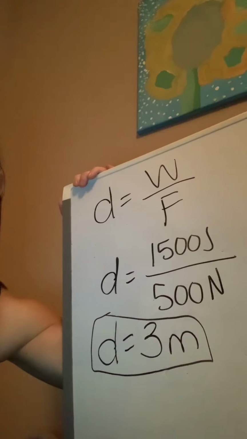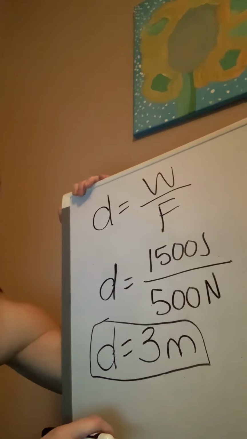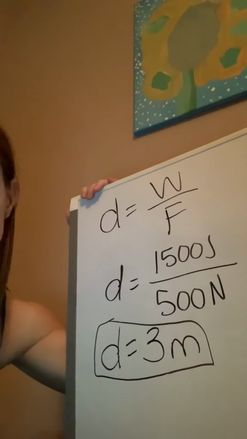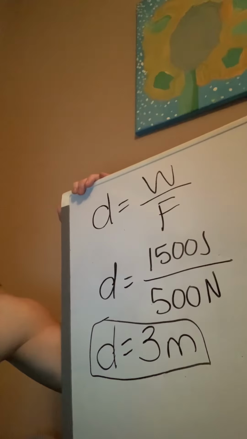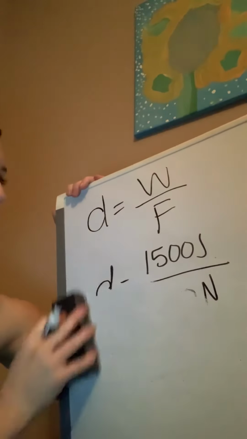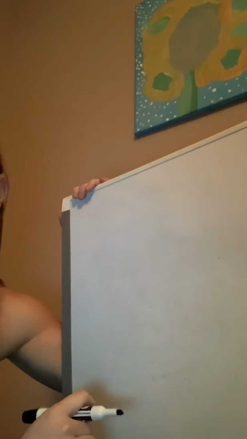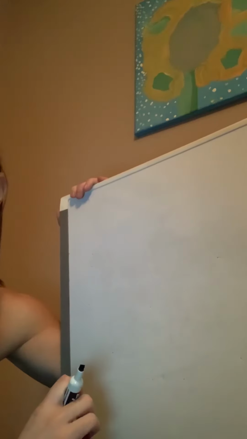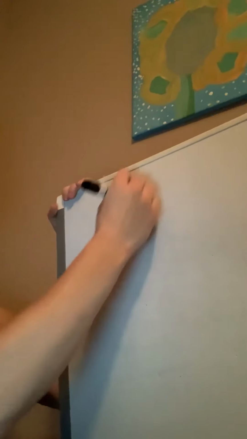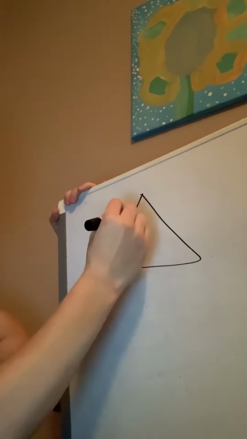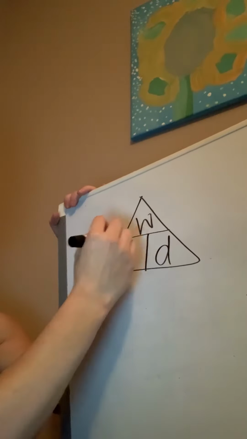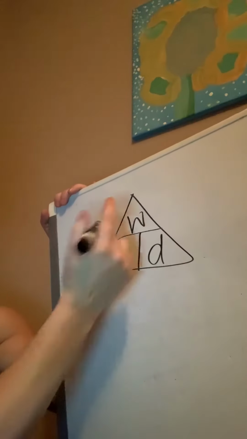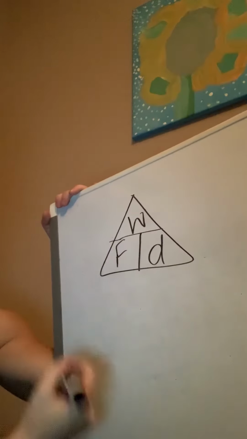Number 5. 70 joules of work are done pushing a cart 3.5 meters across the floor. What average force was applied to the cart while this work was done? So we're looking for force this time, and we are given distance and we are given work. If we draw out the triangle, the way that we find force is work divided by distance.